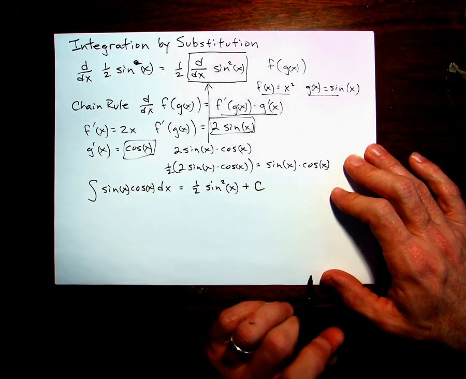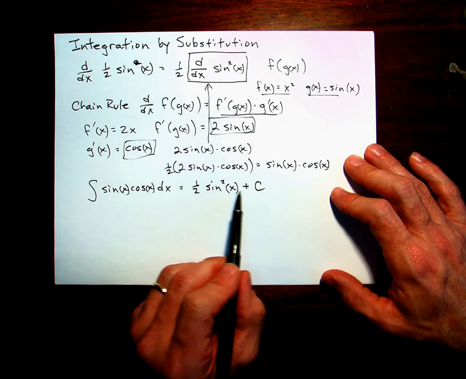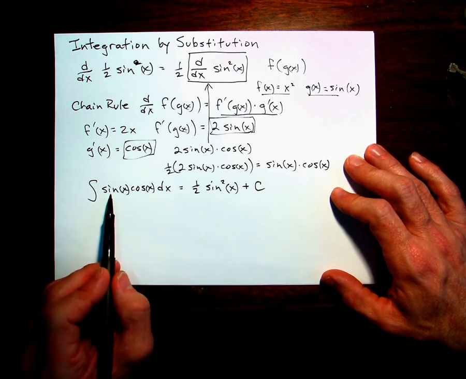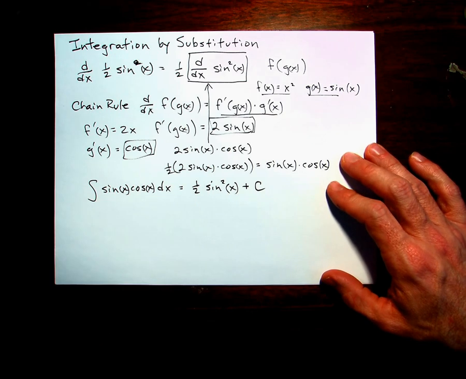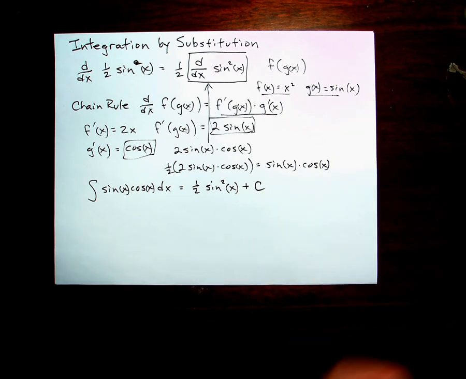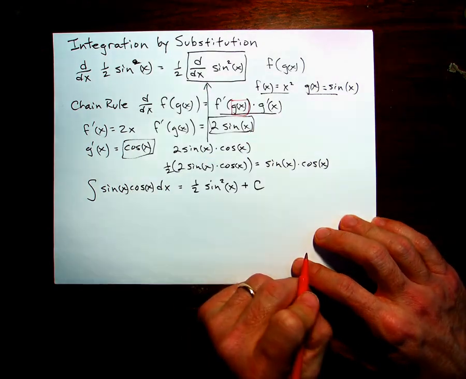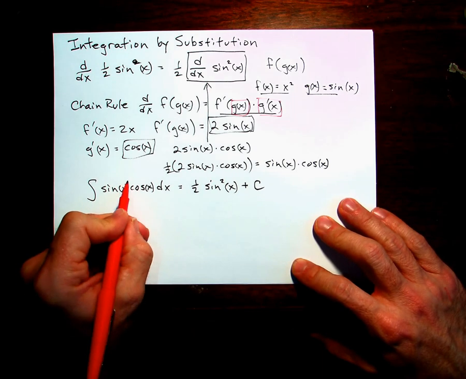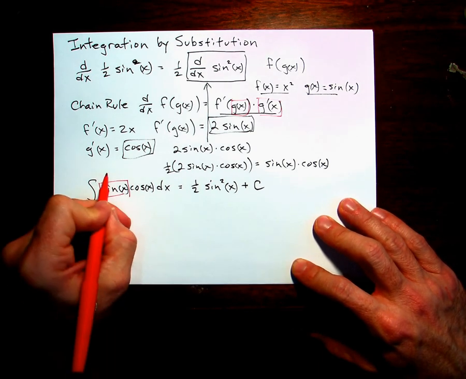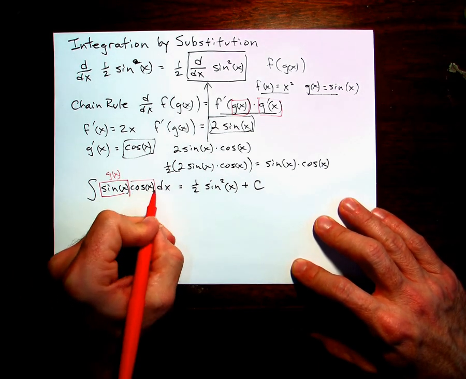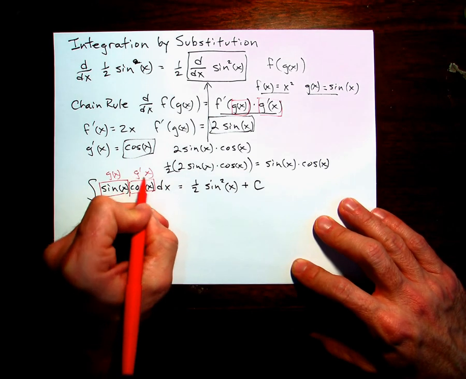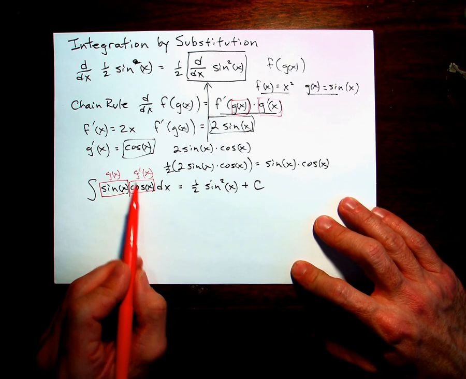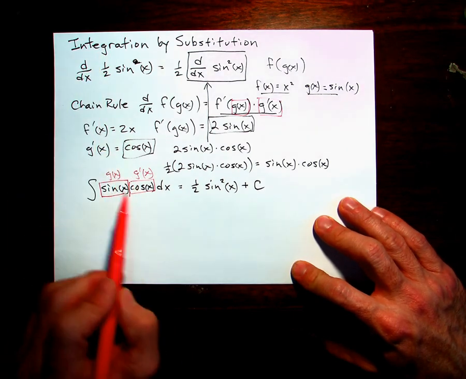So the question here is, if I didn't already know that the antiderivative was 1/2 sine squared, how do I find it? And the key here is to recognize this relationship. We have this g of x right here, and we have this g prime. So how do we see that in something like this? Well, here is a function, we call it g, and here is its derivative. So when we have an integrand where we have a function and its derivative, that's when we're going to want to use substitution, because something like that could have been the result of the chain rule.